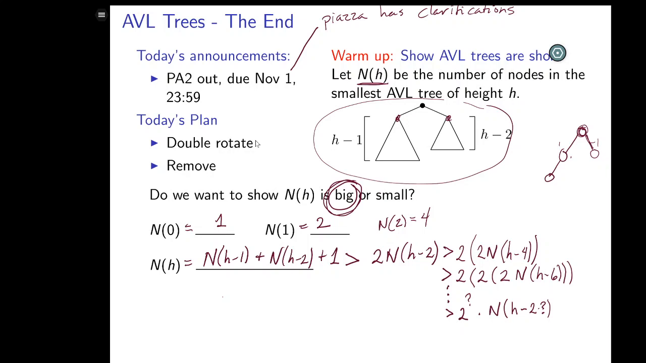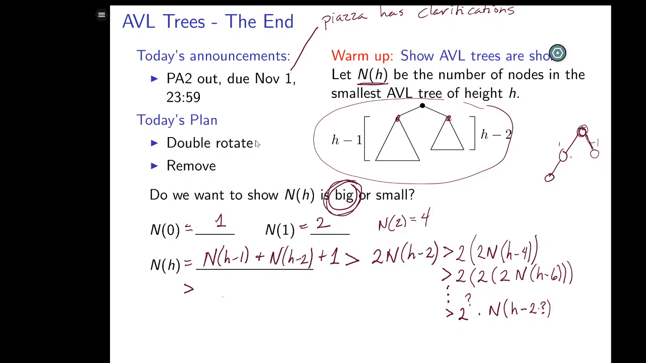Everybody ready? Everybody need a little more time? Okay, what did people get? Same thing? I'm not done. I didn't finish. I was playing around up here. I didn't finish at all. What's the solution to this recurrence relation? I want something that says n of h is greater than some function of h. What function of h did you get? Anybody?